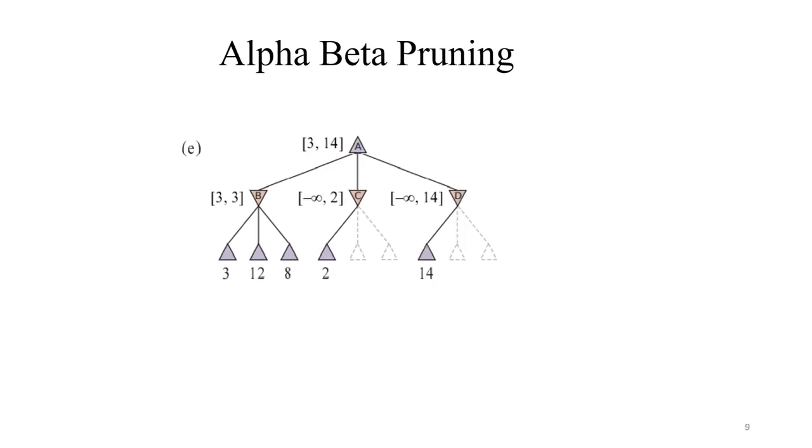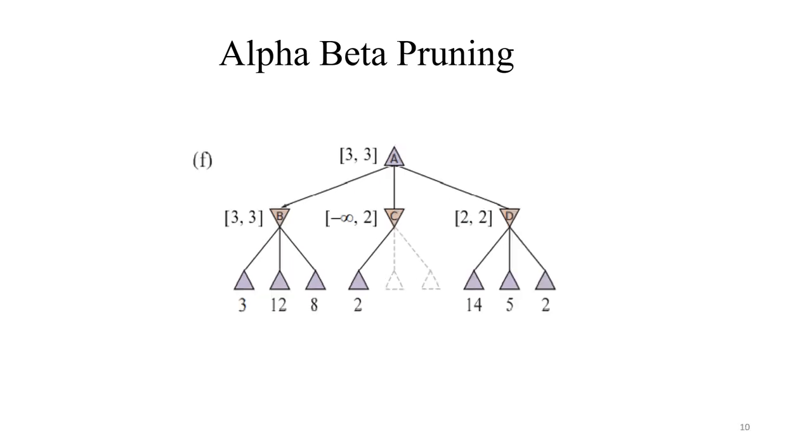The first leaf below D has a value of 14, so D is worth at most 14. This is higher than Max's best alternative, that is 3. So we need to keep exploring these successor states. Just observe that we now have bounds on all successors at the root. So the root's value is also at most 14.